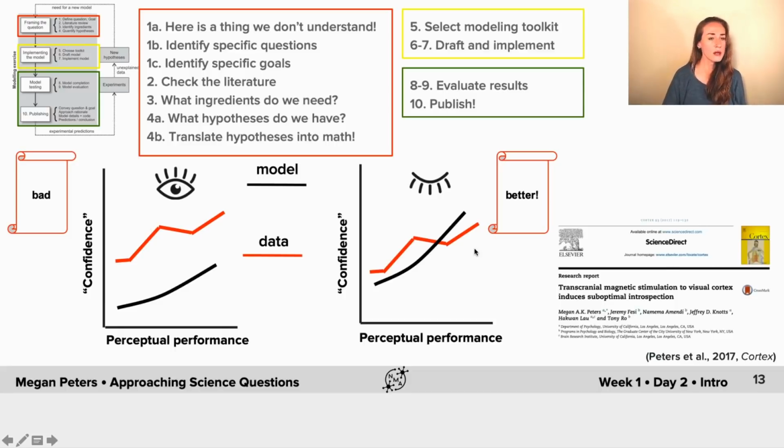If you want to know any more details about the model and so on, you can go and have a look at the paper. But again, the point is not the paper. It's not the details of the model. The point is to walk through this whole process, starting from a thing that you don't understand through to picking the modeling toolkit and evaluating the results. There's a lot of steps in here that we need to go through.